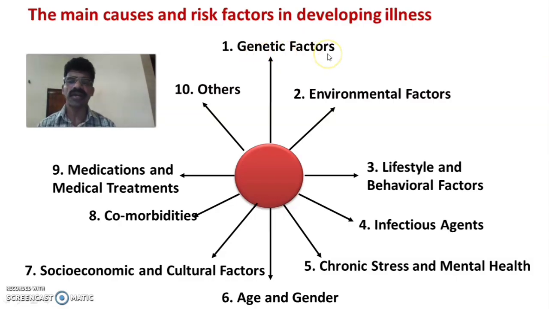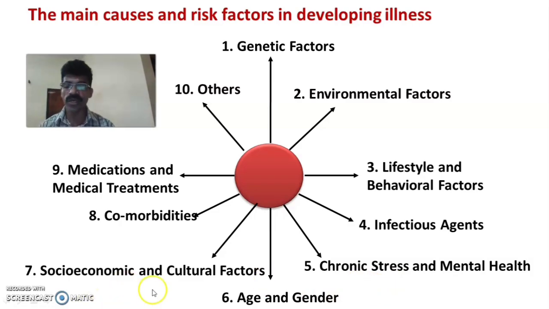First is genetic factors. Second is environmental factors. Third is lifestyle and behavioral factors of the particular individual. Fourth is the infectious agents. Fifth is chronic stress and mental health condition of the person. Sixth is age and gender, the age of the person and gender of the person.